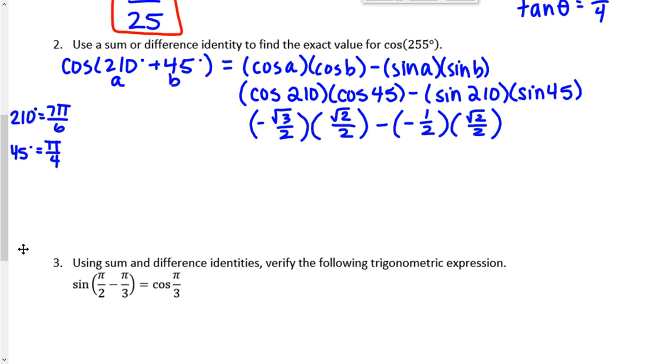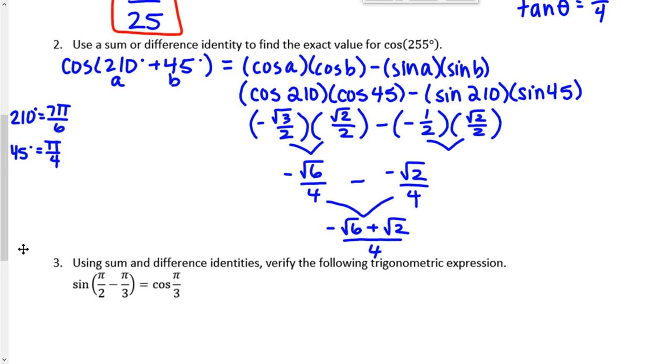What's my next step here? Actually do the multiplication. I can multiply these two together, I can multiply these two together. When I multiply these first two fractions together, what do I get? Negative rad 6 over 4. And what about these other two? Guys, I've got minus a negative. What is that going to turn into? A positive. And both of these fractions have the same denominator, which means I can do what? So I've got negative rad 6 plus rad 2 over 4.